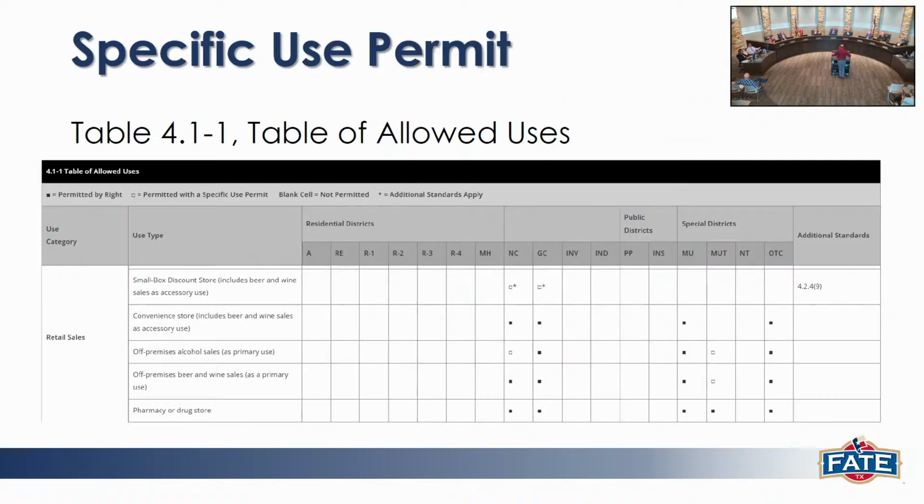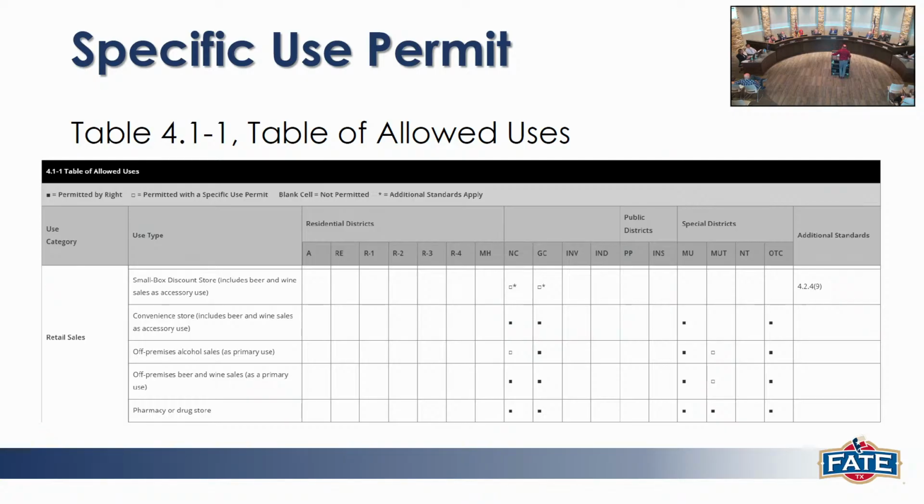The way that we determine if a use requires a specific use permit is found in Table 4.1-1. Article 4 is our permitted uses section of the Unified Development Ordinance. This table lists all of the zoning districts along the top in abbreviated form, and on the left side, there's a column that lists just about any type of use you could think of. There are obviously some that are missing, but we try to be as comprehensive as possible.